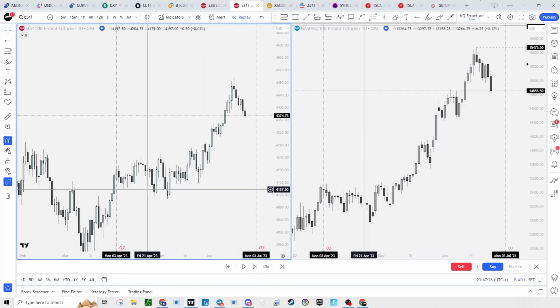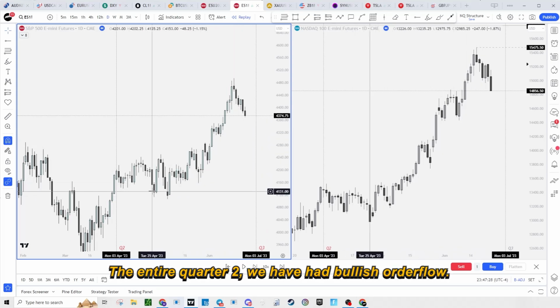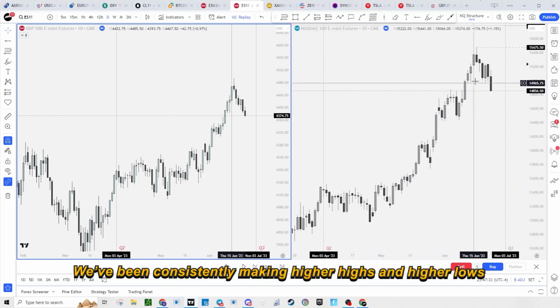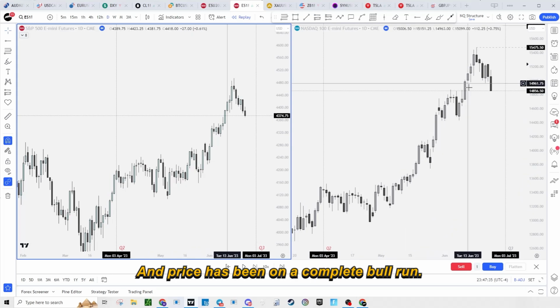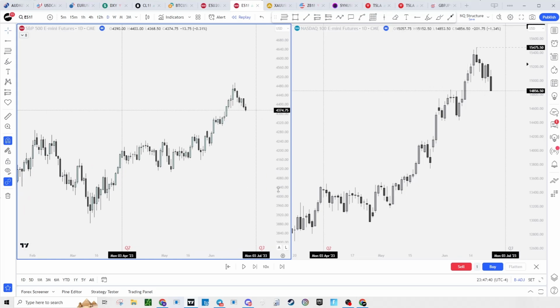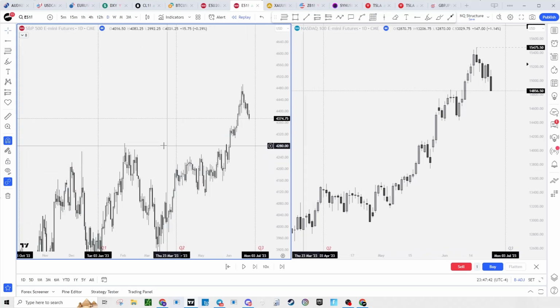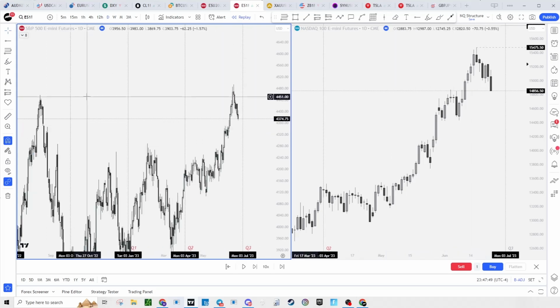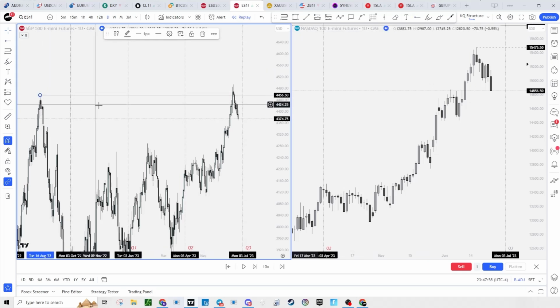Because as you can tell, in this entire quarter two, we have had bullish order flow. We've been consistently making higher highs and higher lows, and price has just been on a complete bull run. So I'm going to look at the S&P 500 first, and I'm going to check, okay, cool, we took previous quarter highs, and after we took previous quarter highs, we continuously ran. But I'm going to look more to the left and check, all right, cool, we took out the highs back in August of 2022.